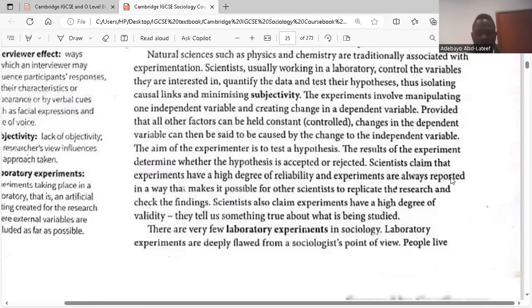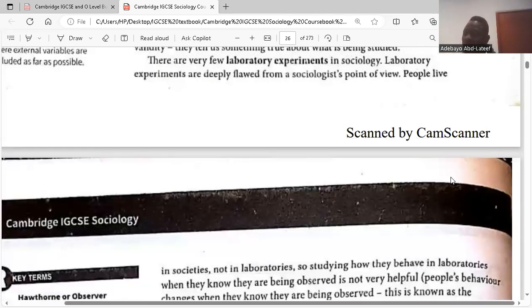So this takes us to laboratory experiments. Laboratory experiments are deeply flawed.